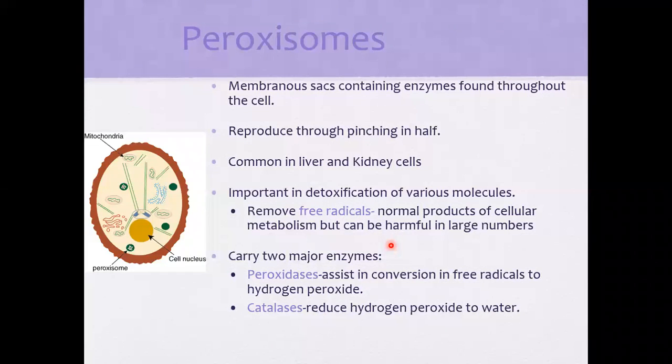Whenever we have any kind of cellular damage, we've got these little free radicals. Free radicals want to go around and create more damage. So what we need to do is either remove them or stabilize them. Those are the only two things we can do. Stop them from continuing the damage. It's almost like a domino effect. Peroxisomes are going to remove the free radicals.